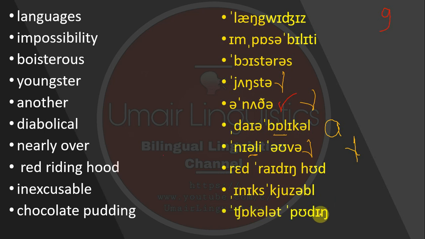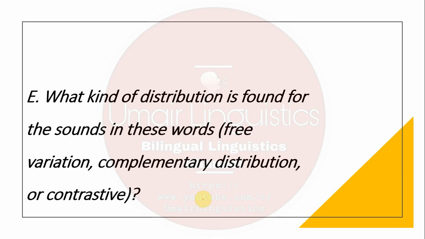Then chocolate pudding. Once again, in chocolate pudding, this is chocolate in British English. And instead of this sound, a different sound will be used in American English. So it will be like chocolate pudding. And we don't need this sound actually. We can just pronounce it like chocolate pudding. Then moving forward to the next exercise.